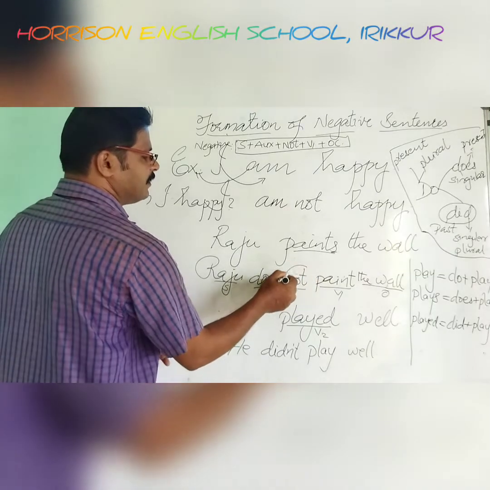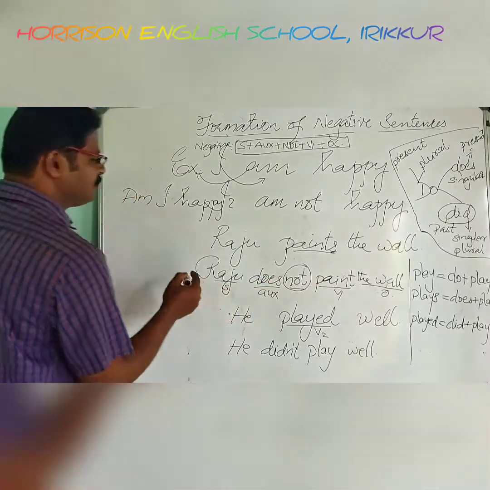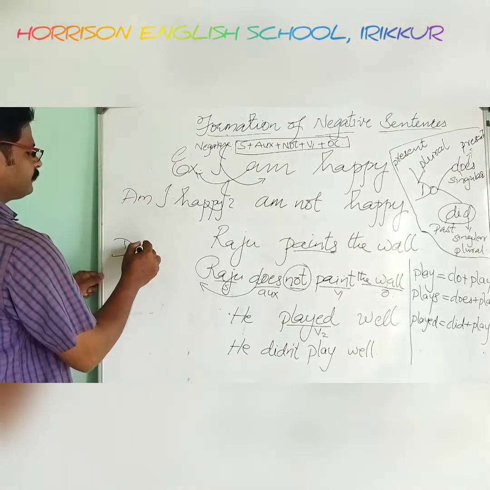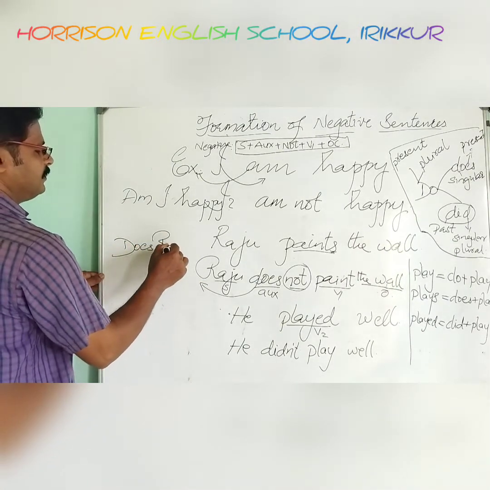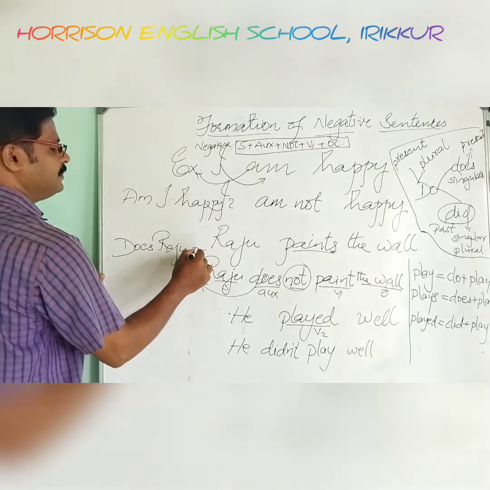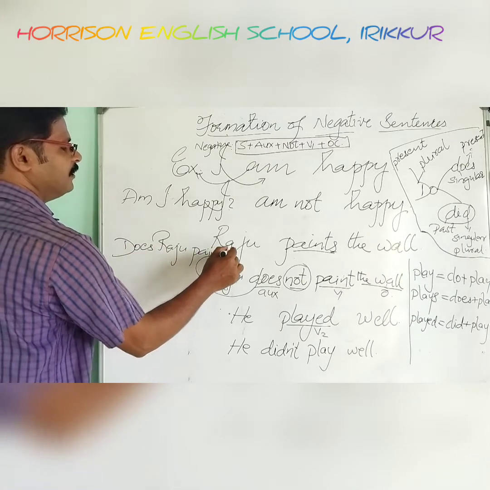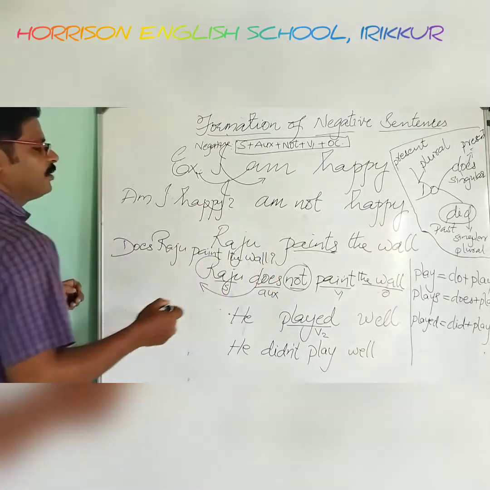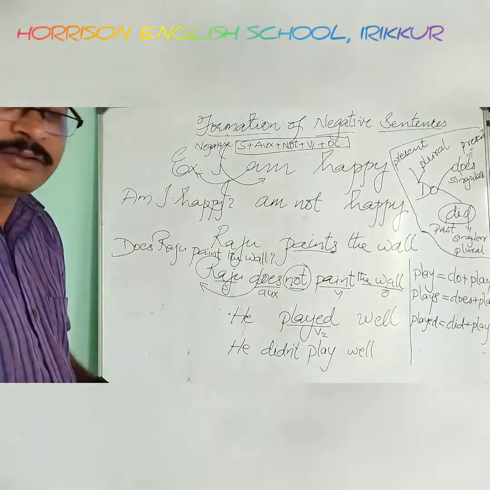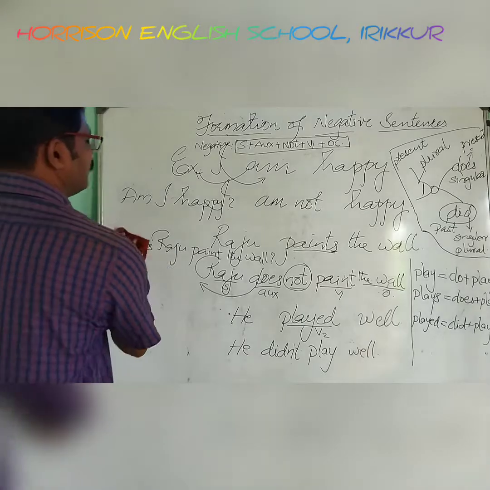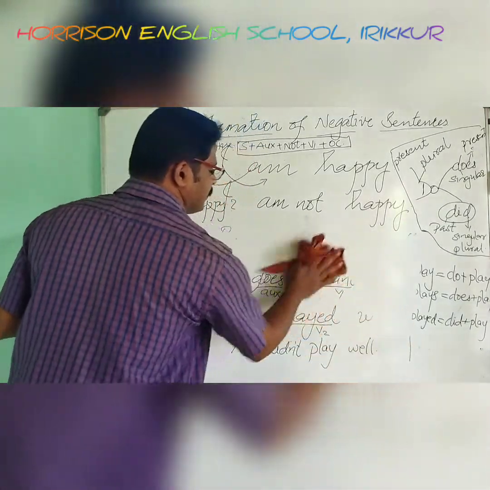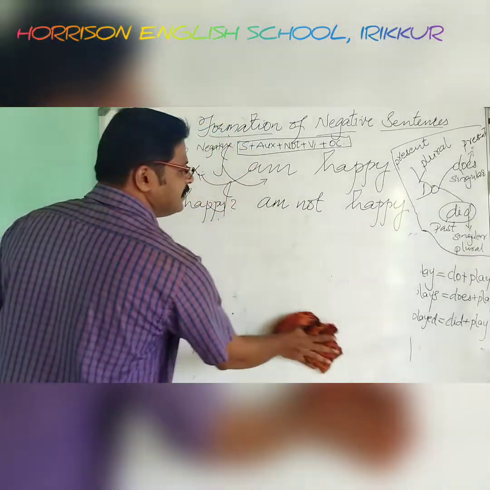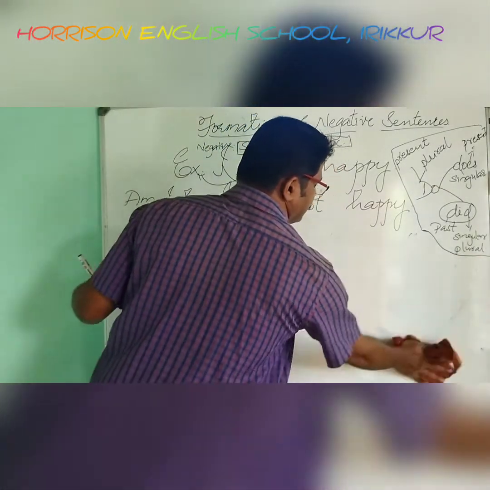Now, Raju paints the wall. So, to make it a question, we have to bring the auxiliary to the first place. Does Raju paint the wall? Question mark. See? That is easy to make a question. If you know how to make negative sentences, it is easier for you to make questions.